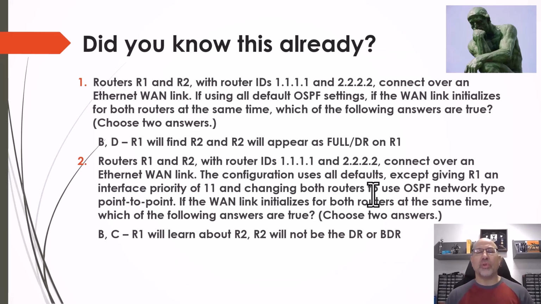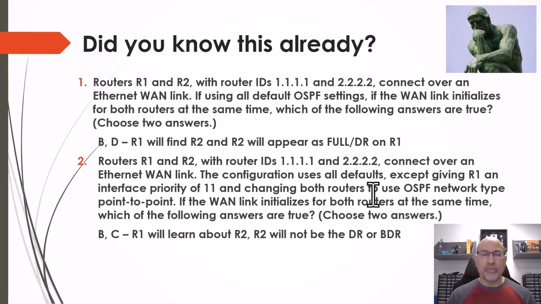Today we are tackling Chapter 23 in the CCNA, implementing optional OSPF features. Okay, the do I know this already questions. Routers 1 and 2 with router IDs of 1.1.1.1 and 2.2.2.2 connect over an Ethernet WAN link, with all the default OSPF settings used. If the WAN link initializes both routers at the same time, which of the following answers would be true? Well, we know that the default would be a broadcast network type, so they would still discover each other, and then we would use the higher router ID to become the designated router. So that was B and D.